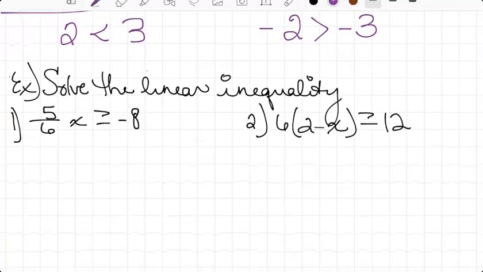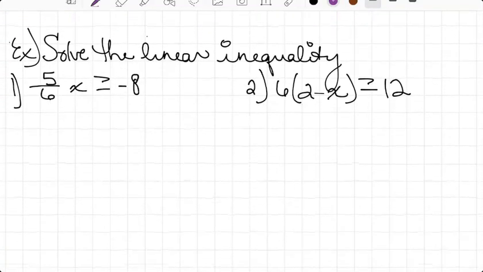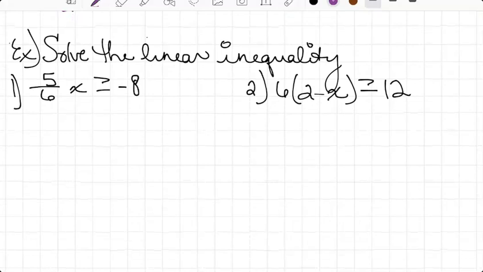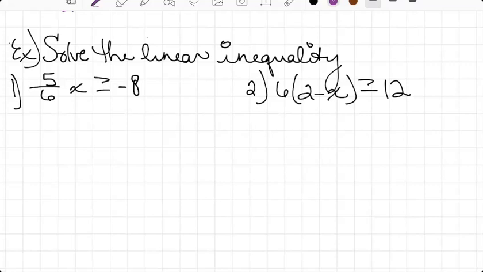So let's take a look at a couple of quick examples. Our first example, we have 5/6 x greater than or equal to negative 8. If I want to solve this, I have to divide by the coefficient of the x, the 5/6. The only thing on this side of the inequality with the x is that 5/6 being multiplied by the x, so I have to get rid of it by dividing by it.